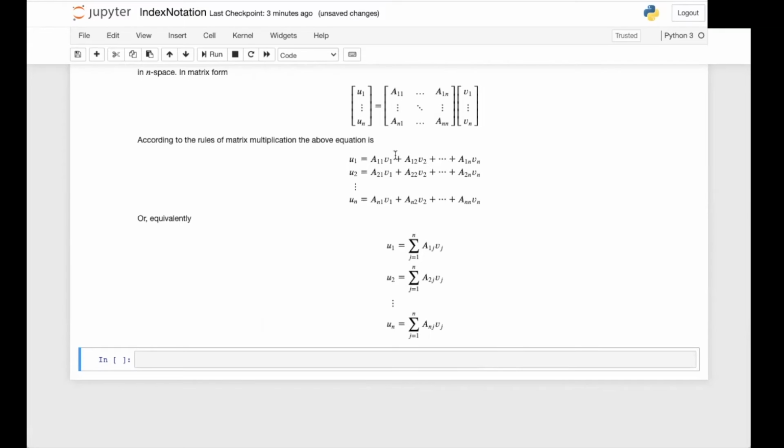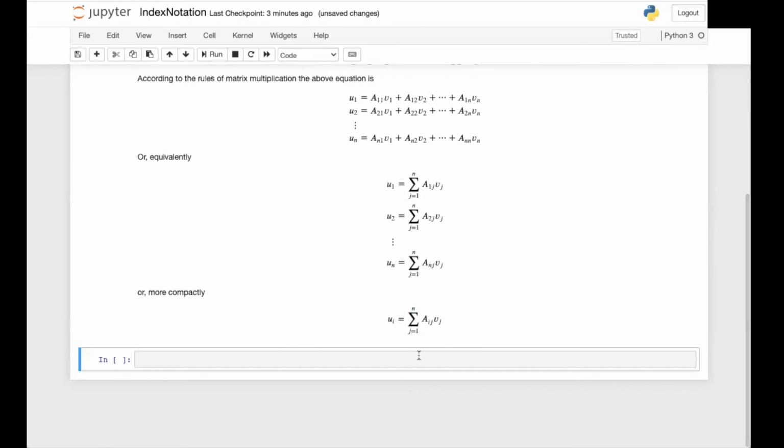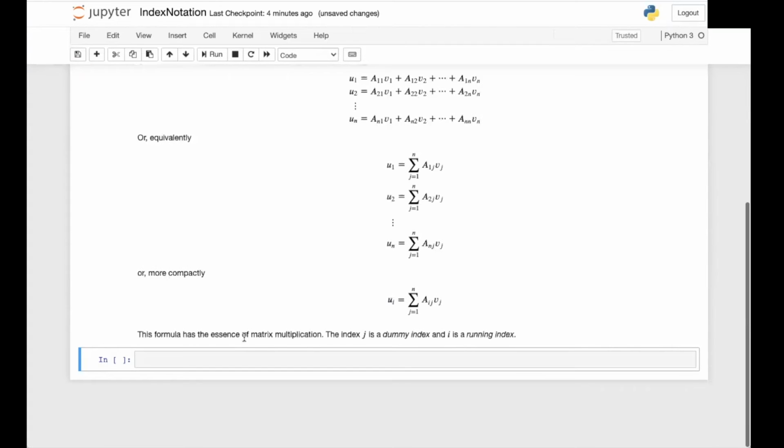So for every row, you can write this as a sum over a repeated index j: A_ij times v_j for u1, for u2, for un. So you can write this even more compactly, saying that you have here an index going from 1 to 2 to n as the index i. And then the summation here is repeating this index j. So this formula has the essence of matrix multiplication.